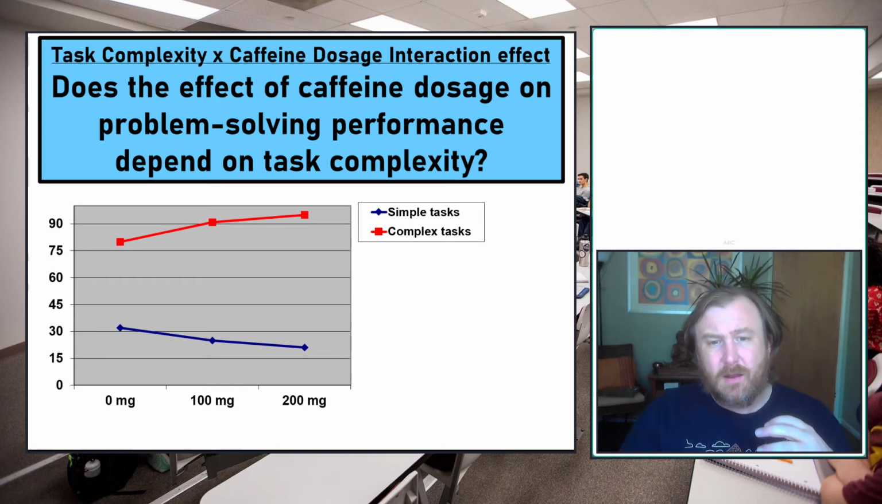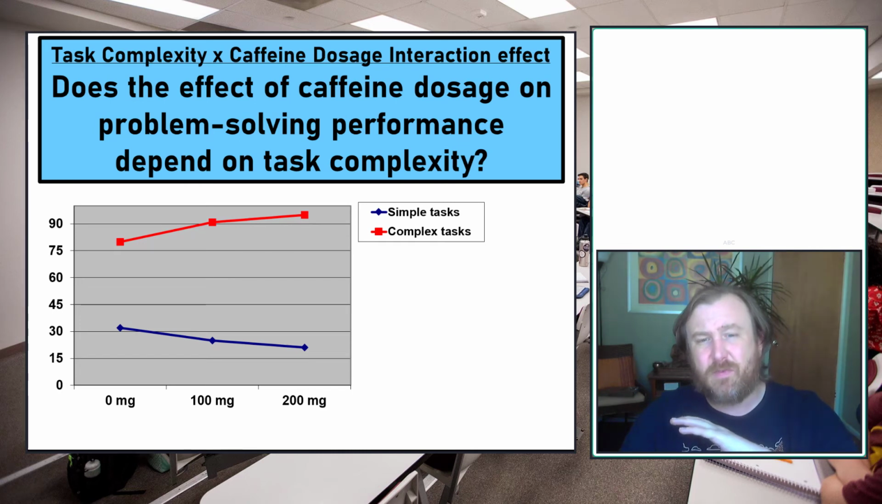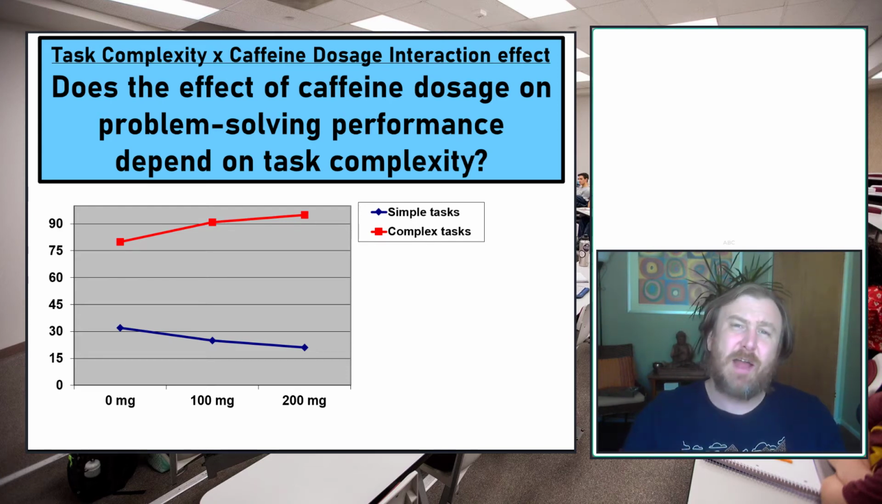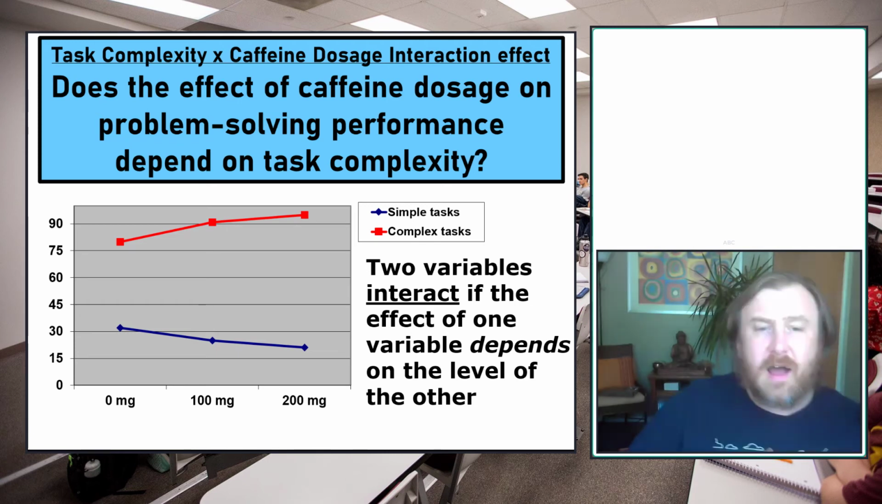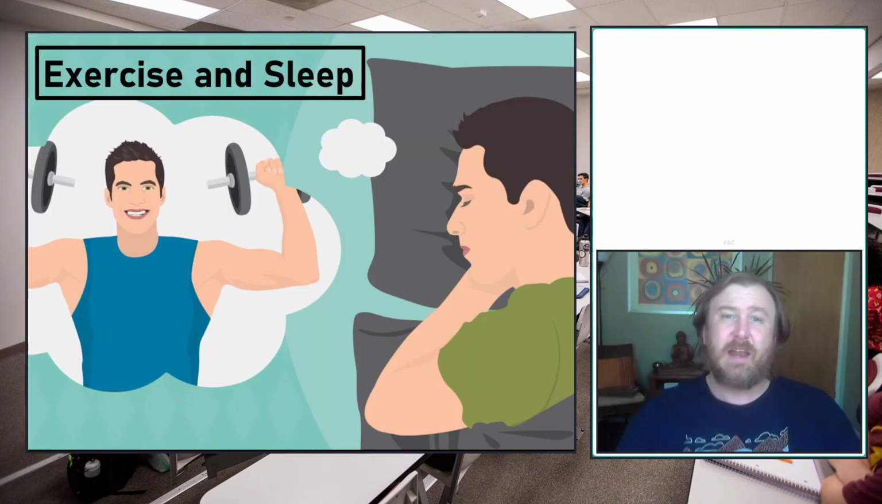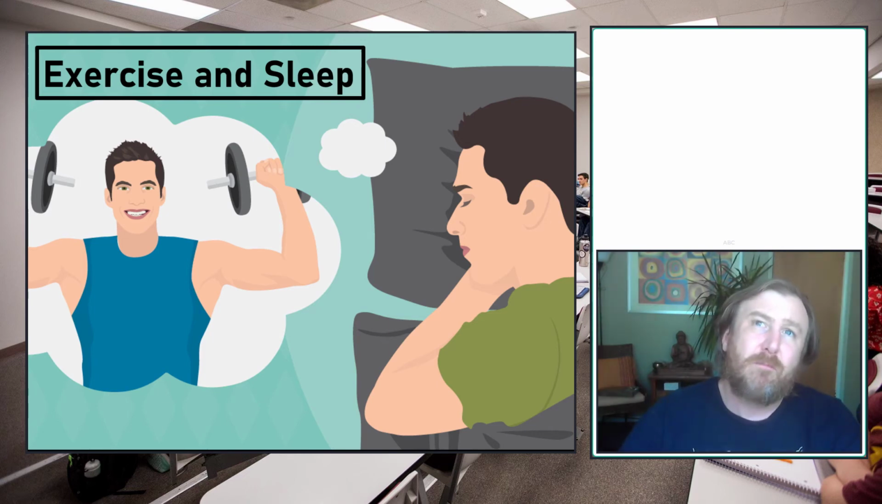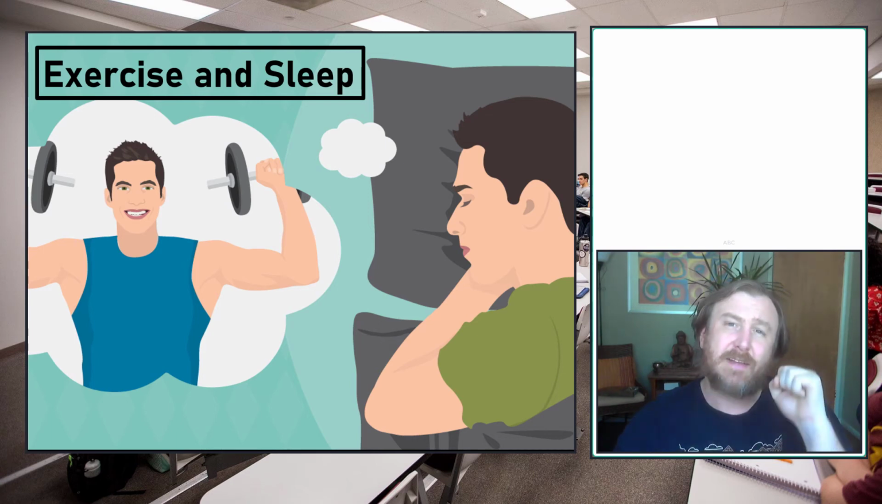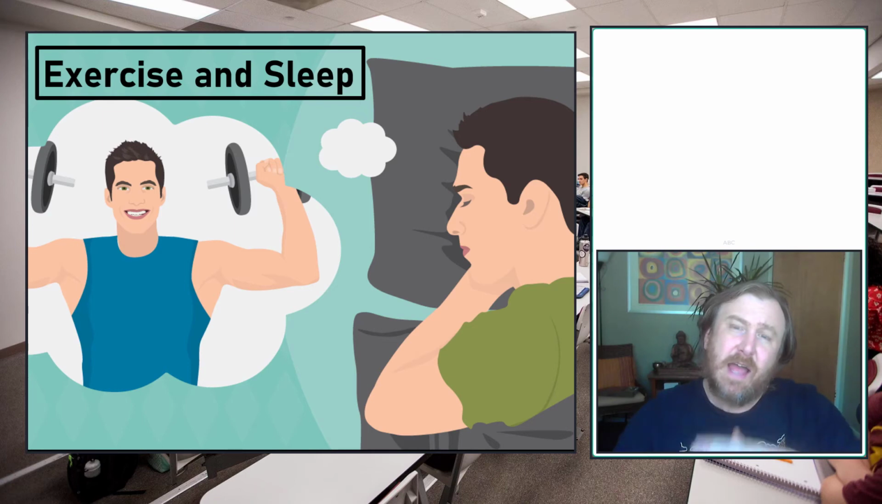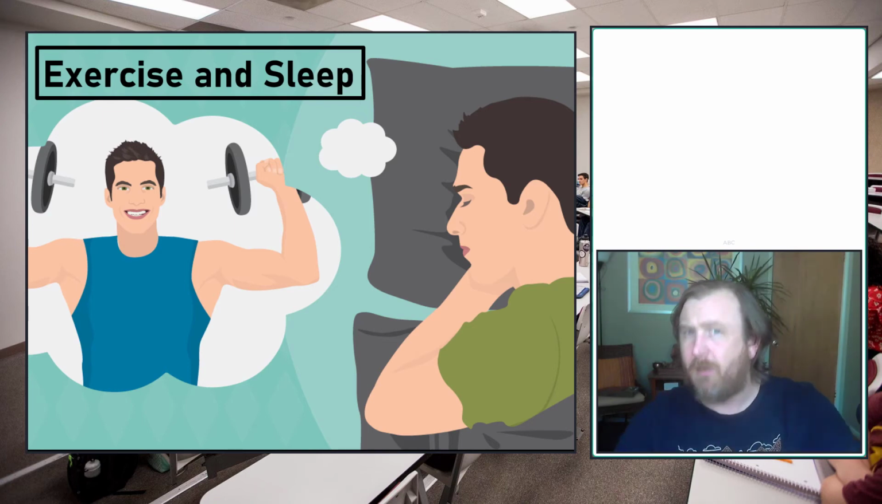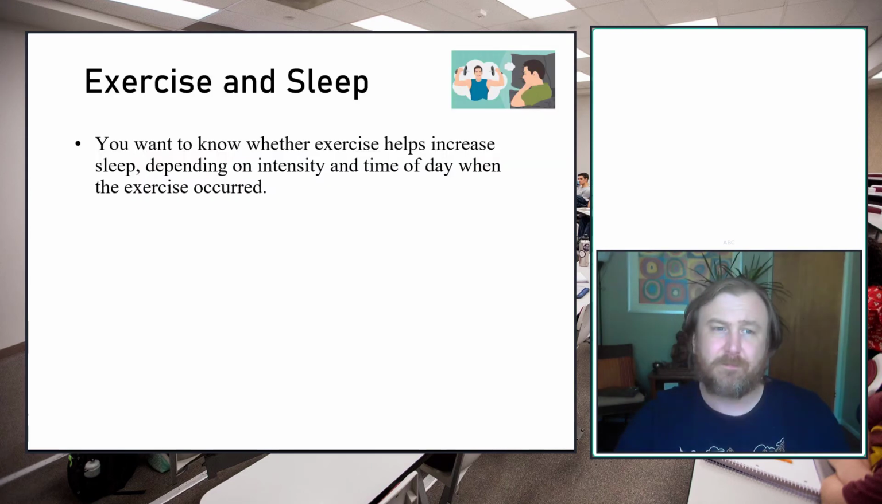So this is just the general overview of conceptually what an interaction is and what main effects are. So let's go into another example. And in this example, we'll try to build up our skill at being able to look at some basic line graphs and determine, just by eyeball, if there's likely a main effect or an interaction effect going on.